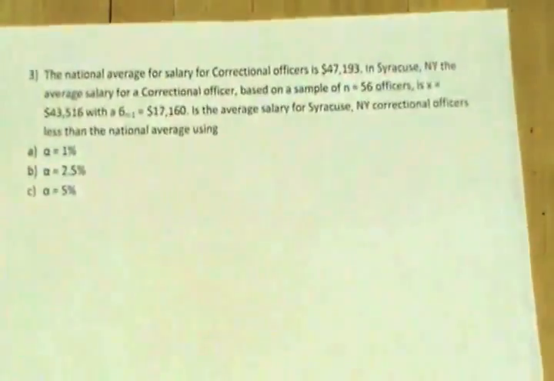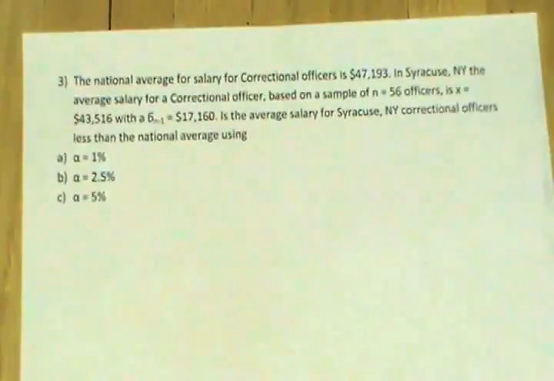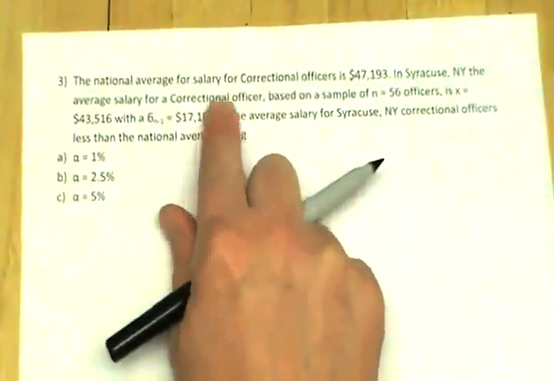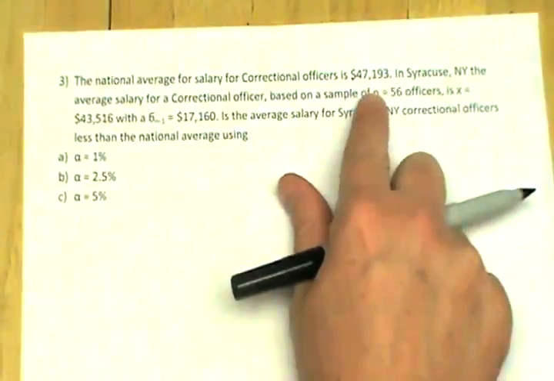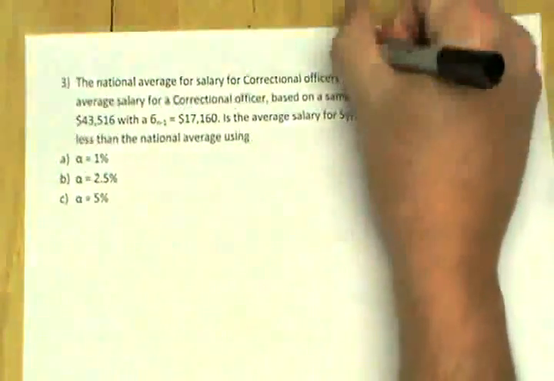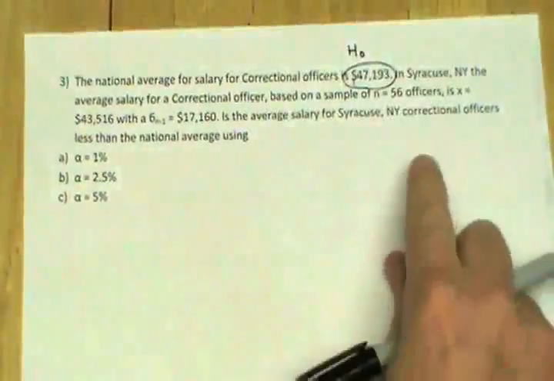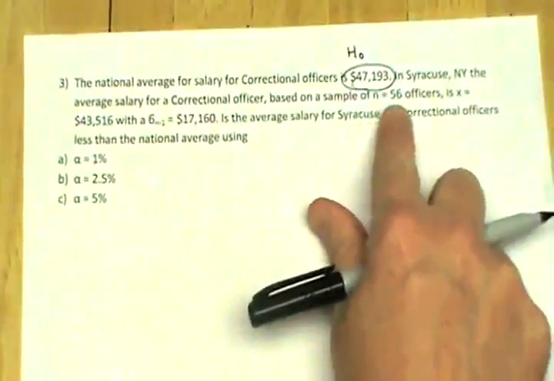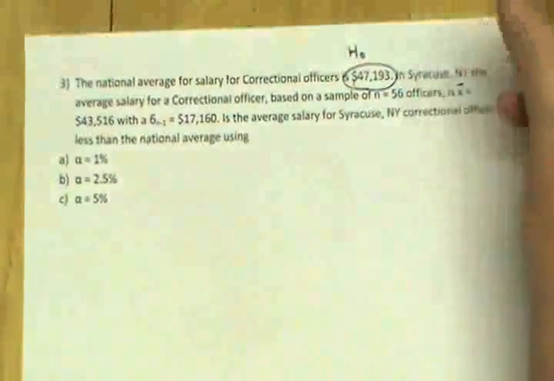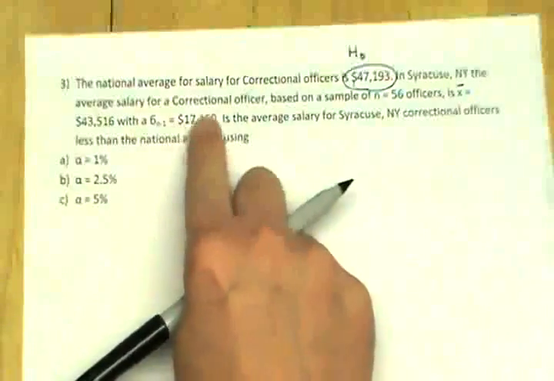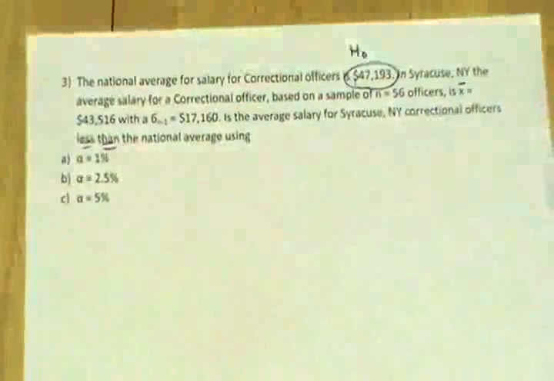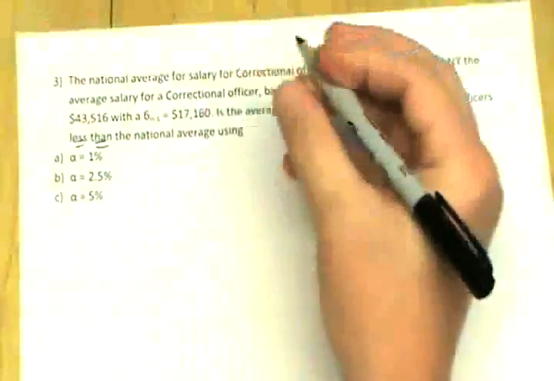All right, so let's look at another example. All right, so number 3. The national average for salary for correctional officers is $47,193. So that's what's stated, so that's your null hypothesis. In Syracuse, New York, the average salary for a corrections officer based on a sample of 56 officers is a mean x bar, this, and a standard deviation of this. Is the average salary for Syracuse correctional officers less than the national average? All right, so less than tells you also it's a left-tailed test.